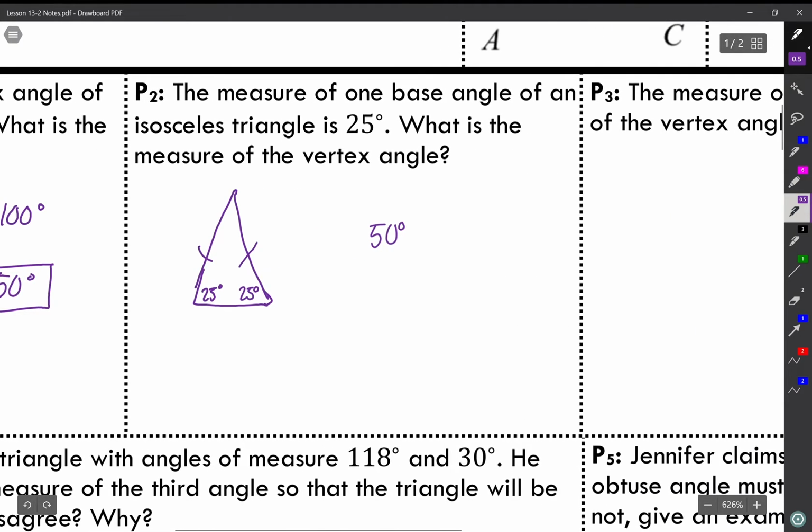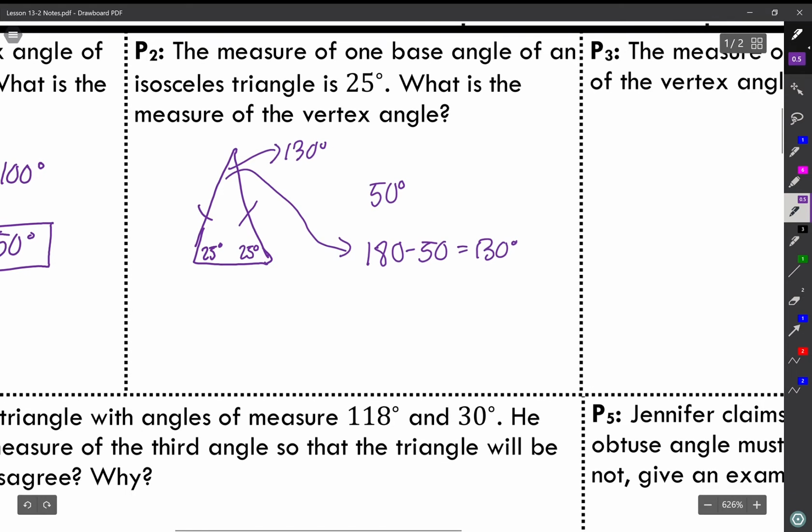Okay, so the vertex angle will be 180 minus 50 degrees, which gives me 130 degrees. As you can see, I did not draw my triangle to scale, but this is just for me to see what an isosceles triangle is going to look like, okay?